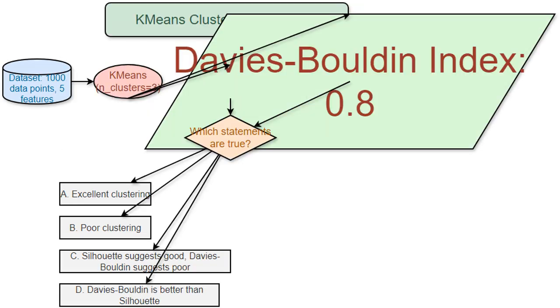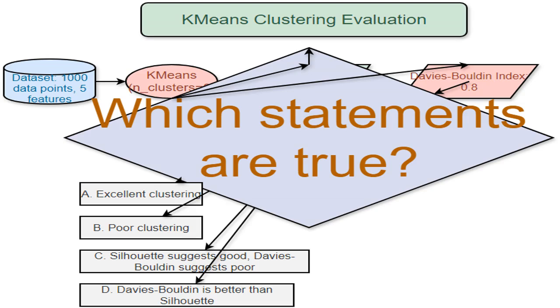This index measures cluster overlap. Lower scores are better. An index of 0.8 is quite high, indicating significant overlap between my clusters. This suggests that my 3 drawers might have quite a few socks that could just as easily go in another drawer. Let's evaluate which statements correctly reflect my clustering results based on the silhouette score and Davies-Bouldin index. I will analyze each option individually.